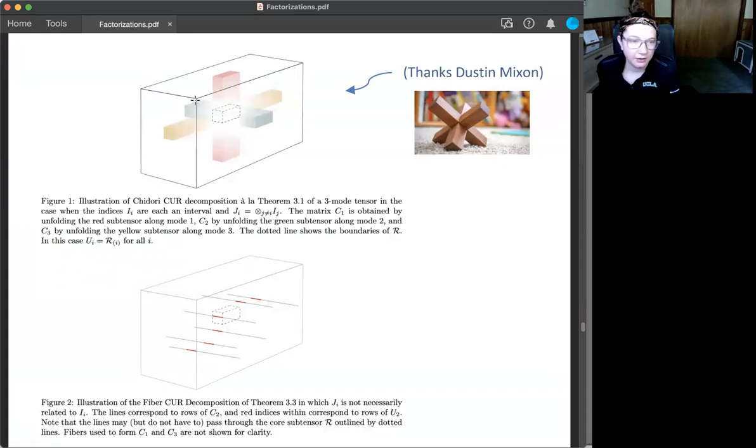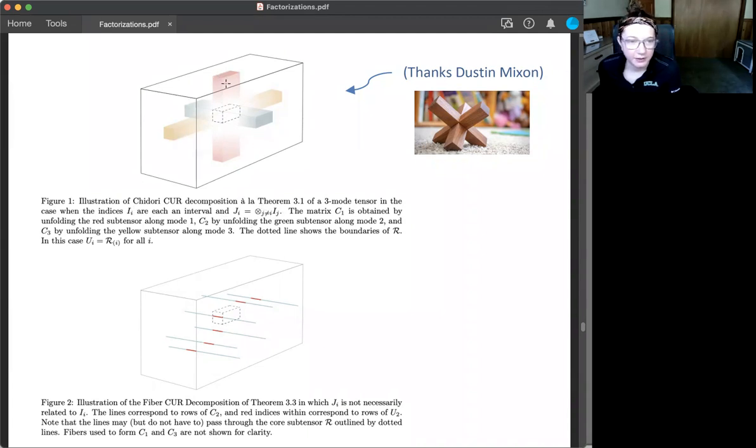So what I'm drawing here is a 3-mode tensor, which is this black outline. And we're going to show the pieces of the CUR decomposition by these different colors. So that matrix C1 is obtained by taking this red subtensor here and unfolding it along that first mode. And so here, these I indices, which correspond to the row indices, are just these intervals that you can see from each of these colors. And then the GIs were this Kronecker product of those.